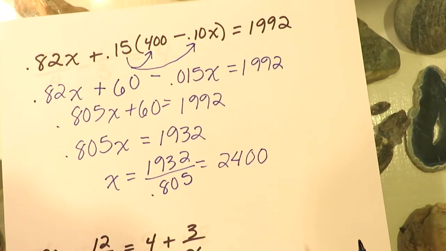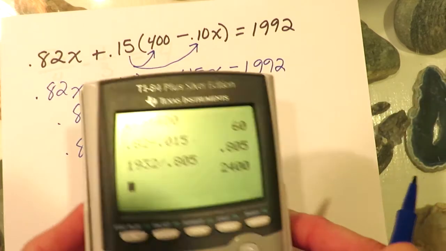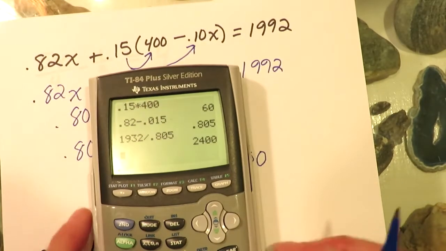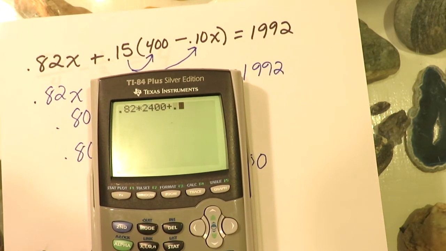I mean, you do want to check your answer. In this case, checking my answer, it's okay if you're in a hurry to check with your calculator. So we're putting 2400 in for the x. And when you're checking, go back to the original equation, because you could have made a mistake from the very beginning.